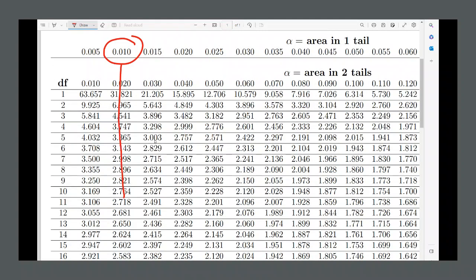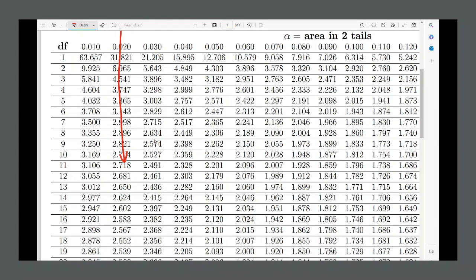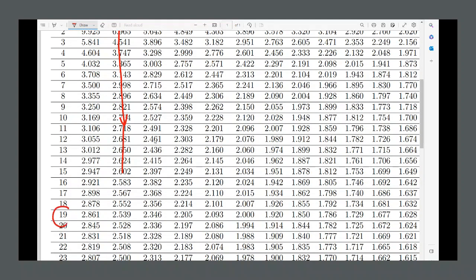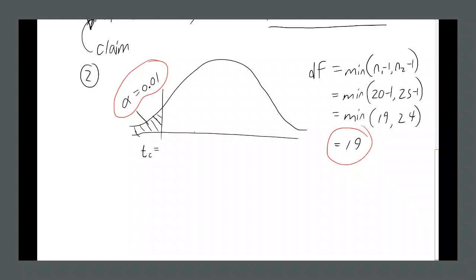We find our one tail size on that top row. And then we scroll down, match it up with our degrees of freedom in our leftmost column. There's 19 degrees of freedom. And so we have 2.539. That's our critical t-value. Now the table only always gives us the positive t-value. It's up to us to know that it should be a negative 2.539 because we have a negative tail. So negative 2.539.